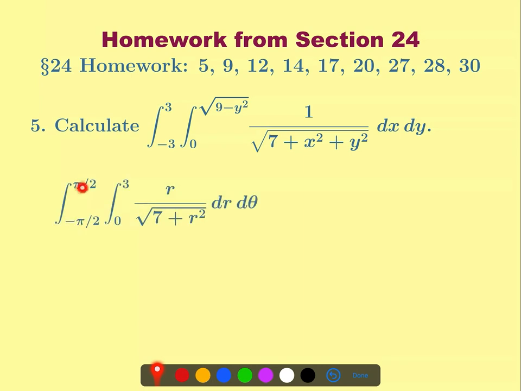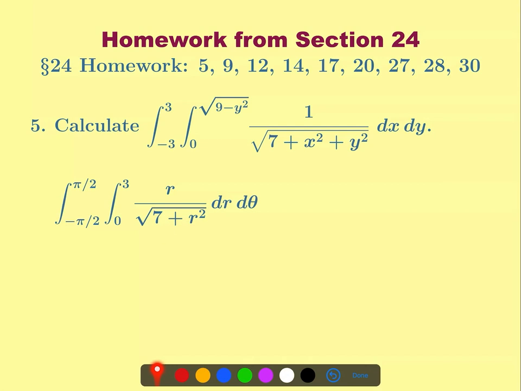So again, theta from minus pi halves to pi halves. And then r is going to go from 0 to the radius of that circle, which is 3. And as I mentioned, the x squared plus y squared gets replaced with r squared. And then dx dy has to be replaced with r dr d theta. So now we just want to do this double integral.